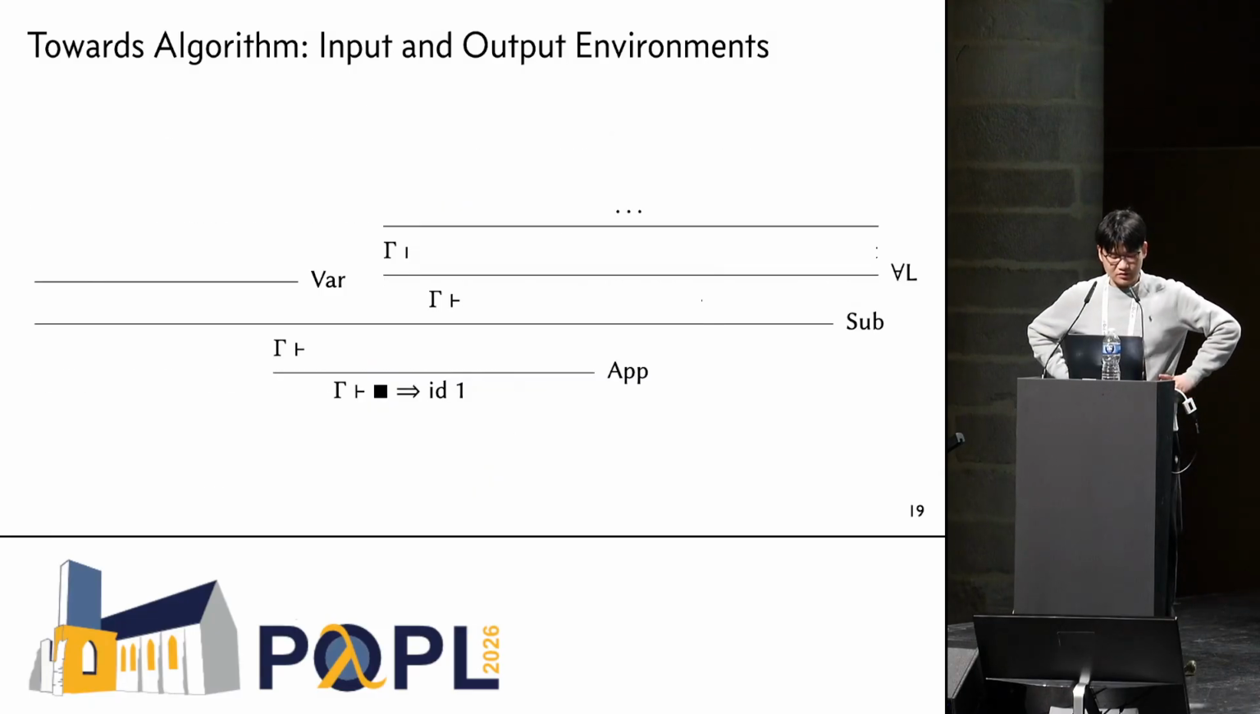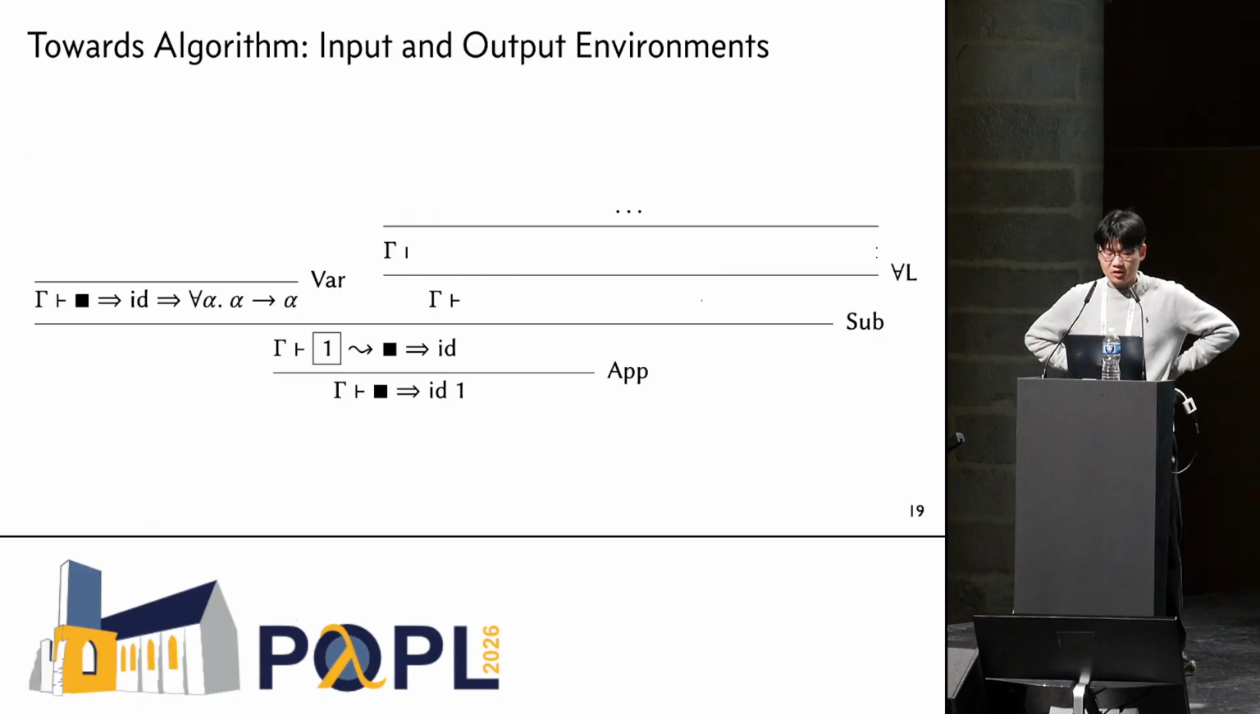Let's try to run a simple derivation tree to get a big picture of how the information flows in the algorithm. Here we use the opaque one to mean the empty environment, empty context, and we wish to infer the ID applied to the one. We do nothing, but only prepend this argument to the context of the ID.